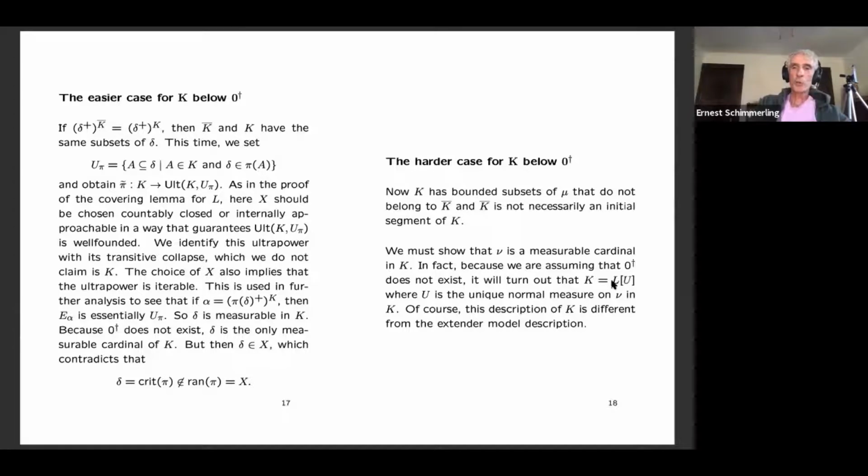And when we do that, we're going to end up seeing that K is constructed from the unique normal measure on nu in K. But this is the traditional way of describing L of U. We've described K as an extender model. Of course, it's the same universe, but the descriptions are different. Okay, and all of that can be fleshed out.